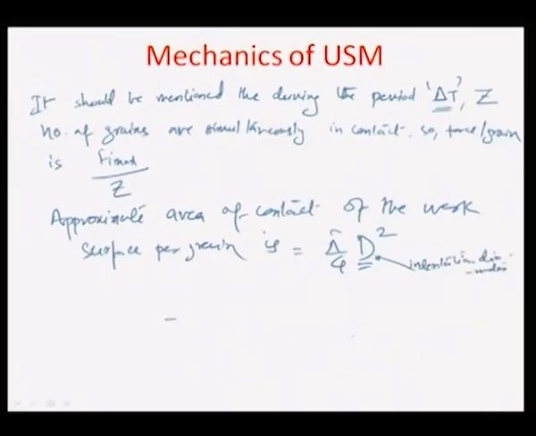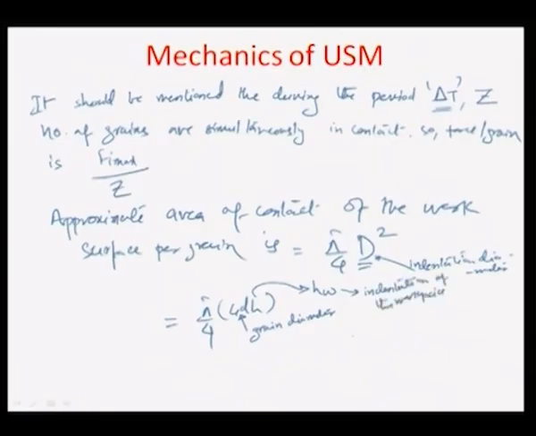So, this can also be estimated as pi by 4 times 4 dh, where this small d is the grain diameter, and this h here is the indentation of the workpiece surface.